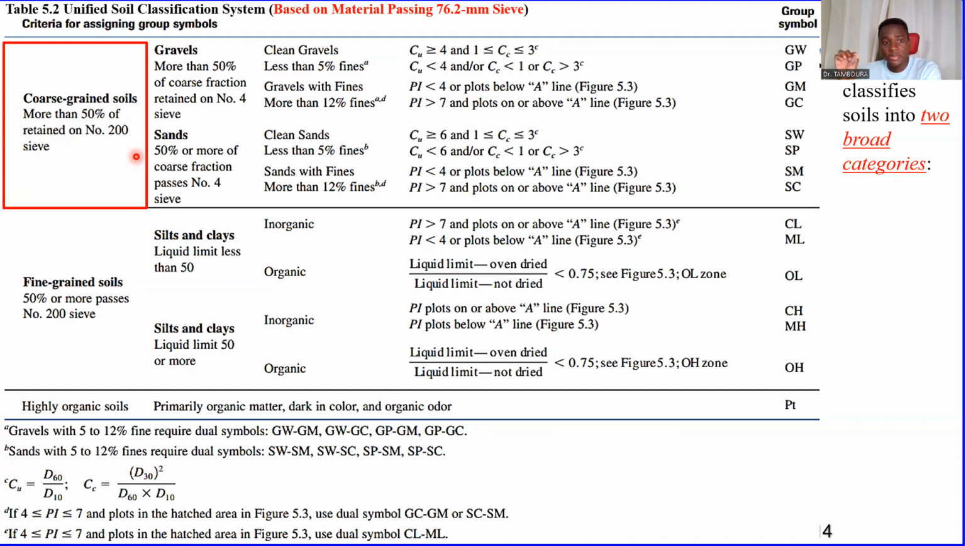More than 50. Do you understand this English? More than 50. If it equals 50, it will not be here. It needs to be higher than 50. 50.1, 55, it's okay. But 50.00, it is not here. It's very clear, more than 50%.